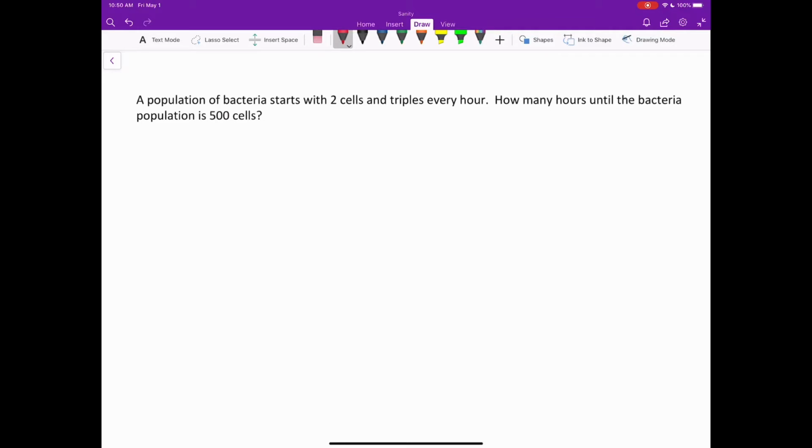Population of bacteria starts with 2 cells. As I'm reading this, I'm going to start highlighting things. It starts with 2 cells, so that sounds like my initial deposit. I'm going to say that's probably my P-value. Again, that little general form that we had, I'm going to write that up there. Okay, so starts with 2 cells, triples every hour.